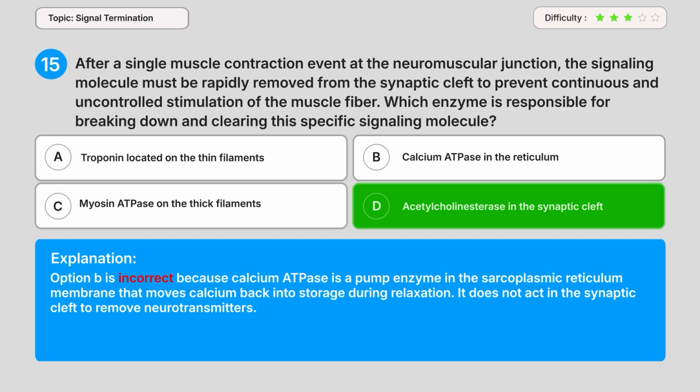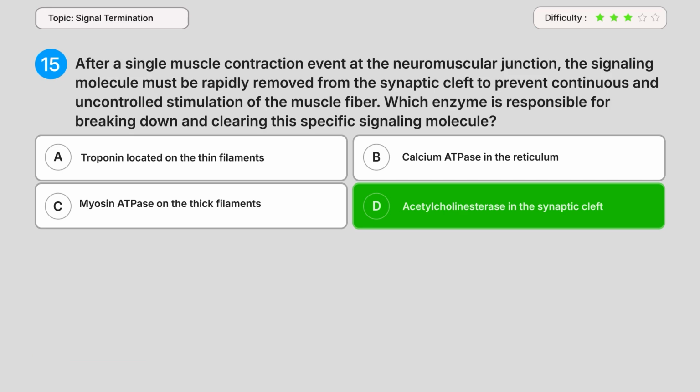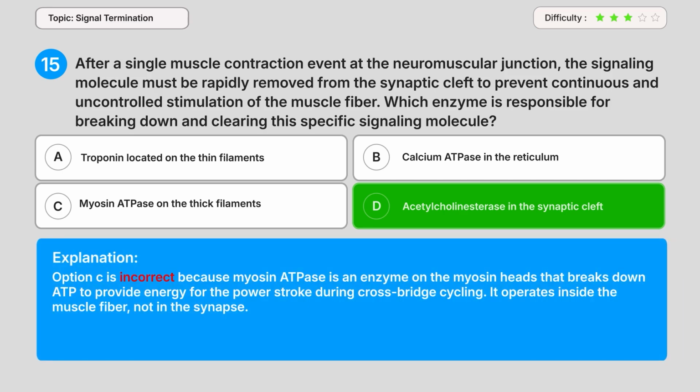Option B is incorrect because calcium ATPase is a pump enzyme in the sarcoplasmic reticulum membrane that moves calcium back into storage during relaxation. It does not act in the synaptic cleft to remove neurotransmitters. Option C is incorrect because myosin ATPase is an enzyme on the myosin heads that breaks down ATP to provide energy for the power stroke during cross-bridge cycling. It operates inside the muscle fiber, not in the synapse.